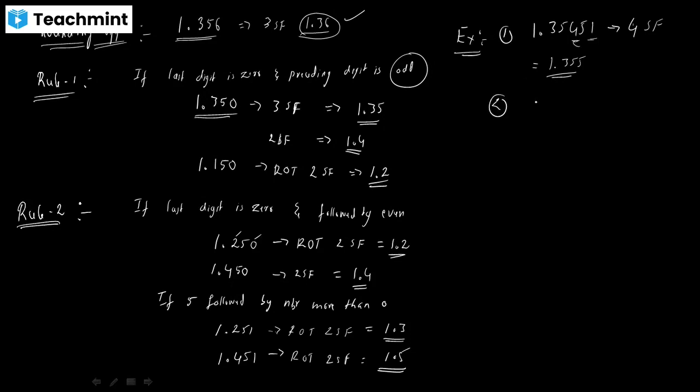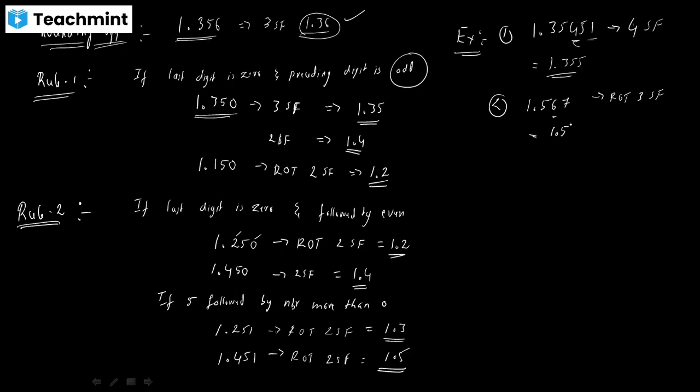So, second one, 1.567. Okay, round off to three significant figures. Now tell me what is the answer. Before 7, 6 is there. 1.57.